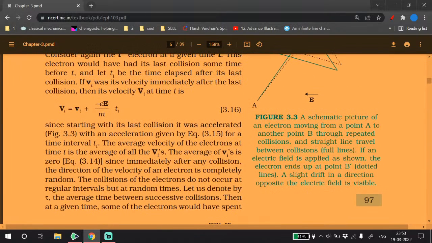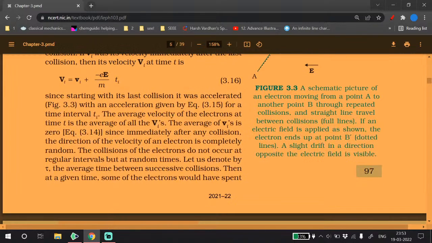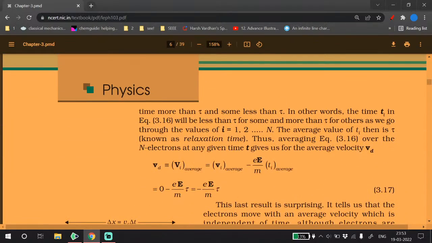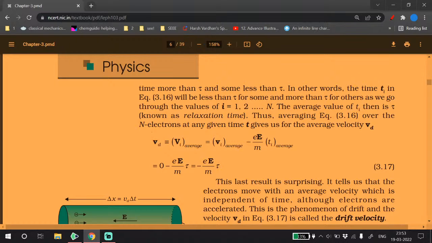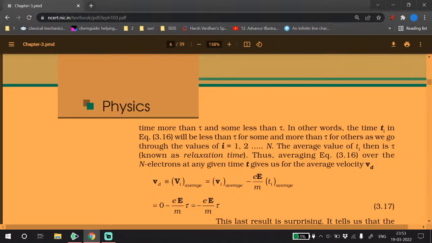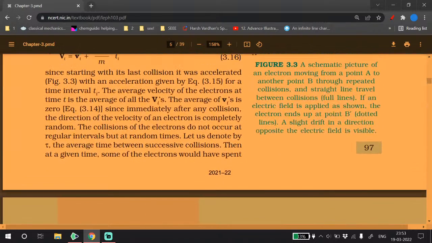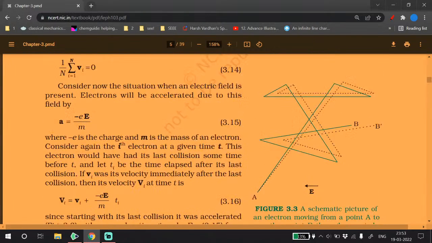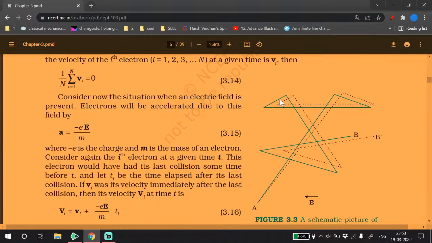So if we take the average of the capital Vi, not the small vi, whose average would be 0, we get the drift velocity. The average would be averaging this and averaging the time. The average time would be the relaxation time, that is the average time between successive collisions of an electron.